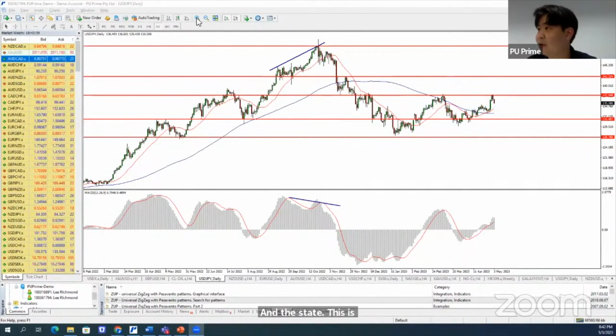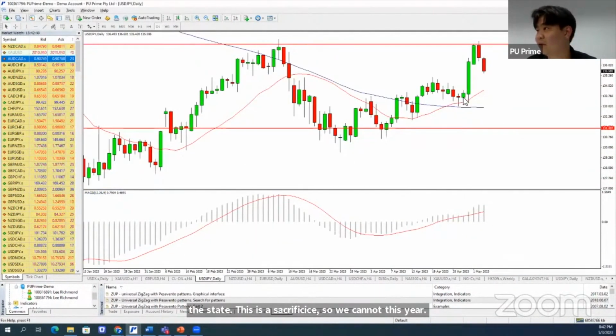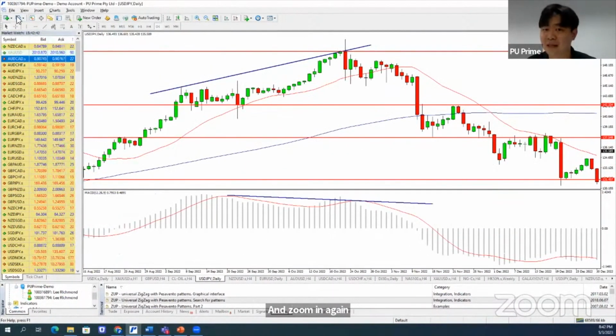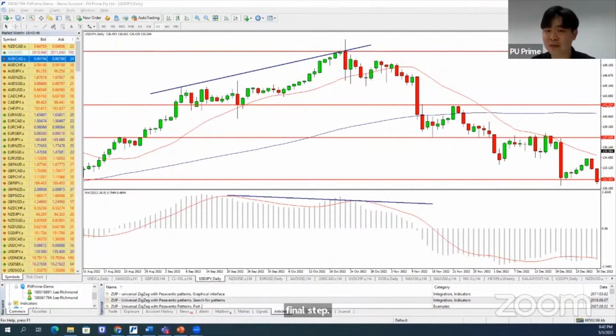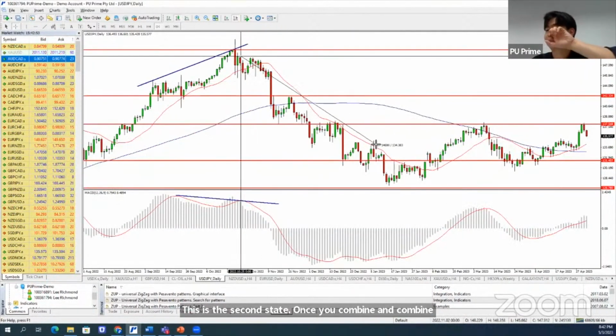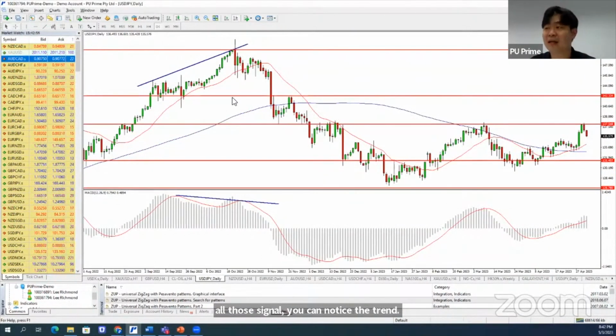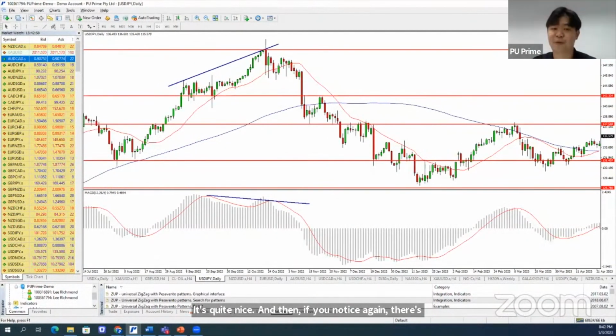Let me zoom in, and zoom in again. I hope it's clearer. And it's quite obvious. This is the buy candlestick. This is the sell candlestick. Once you combine all those signals, you can notice the trend is quite nice. And if you notice again there is a bearish divergence, then it's a very good point for you to do your trade. So this is one of the examples.